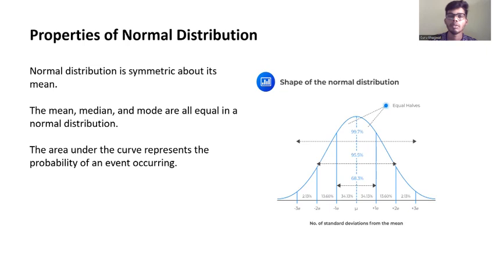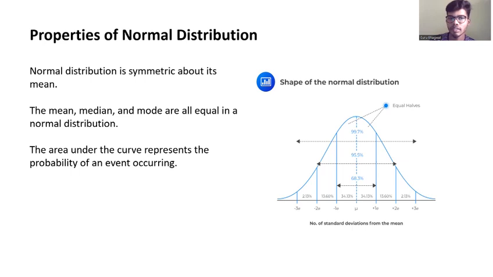Next, what are all the properties of the normal distribution? The first property is that the normal distribution is symmetric about its mean, and the mean, median, and the mode are all equal in the normal distribution. Next, the area under the curve represents the probability of an event occurring.